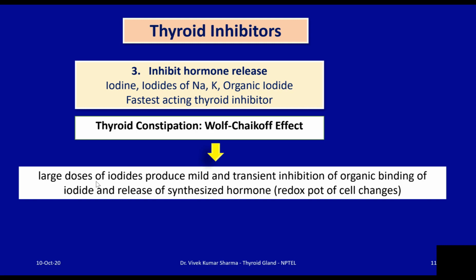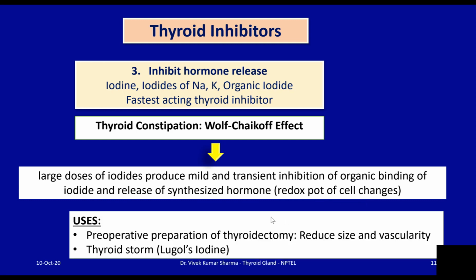When large doses of iodides are given, they produce mild and transient inhibition of the organic binding of the iodide and also the release of the synthesized hormone. So there is no release of the hormone from the gland, and it is due to redox potential changes within the cell itself. It is usually given in the pre-operative preparation for thyroidectomy, so it will reduce both the size and the vascularity of the gland. It can also be given in thyroid storm, where Lugol's iodine is used as one of the inhibitors.